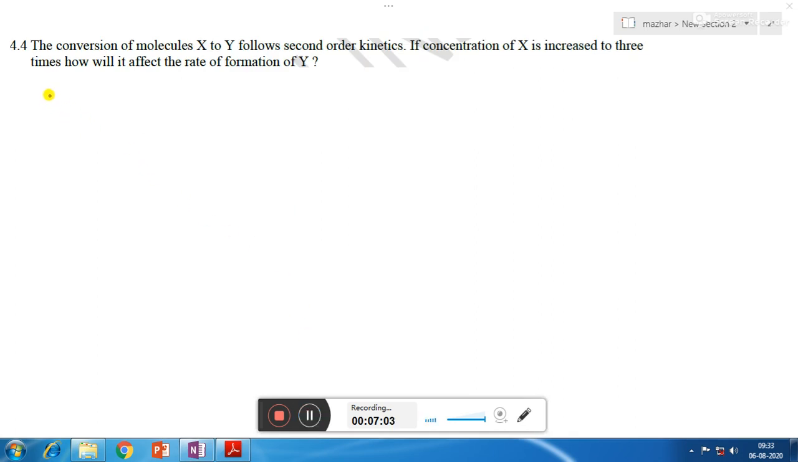Now 4.4 is the conversion of molecules X to Y follows second order kinetics. If the concentration of X is increased to 3 times, how will it affect the rate of formation of Y?